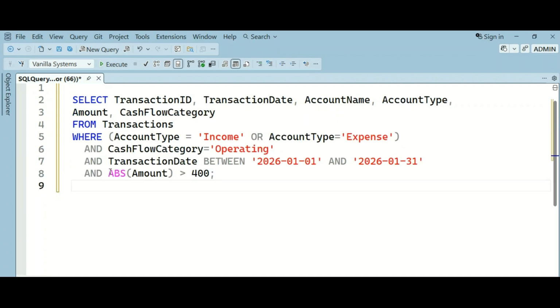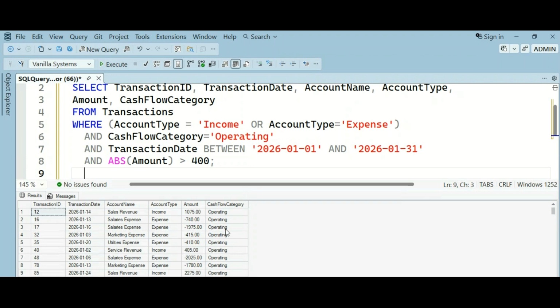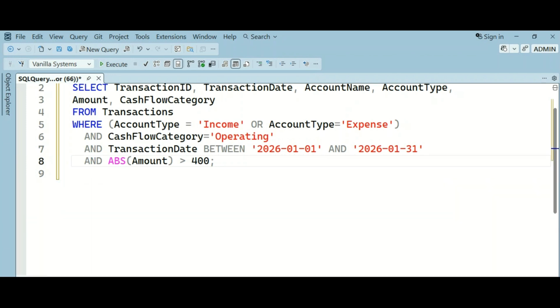This is an advanced real-world example combining AND, OR, date range, and numeric filters. Accountants often need such complex conditions to analyze significant transactions for a period. In Excel, this would require nested formulas or multiple filters. SQL allows all of this in a single query, making analysis faster, repeatable, and accurate. Notice we use the ABS amount function to capture both positive and negative high-value transactions.